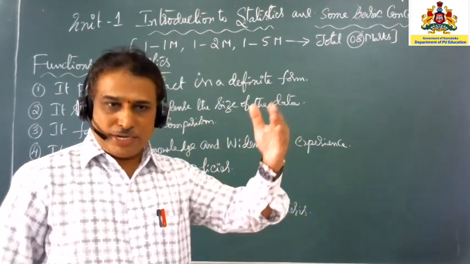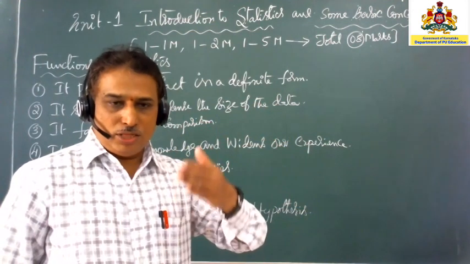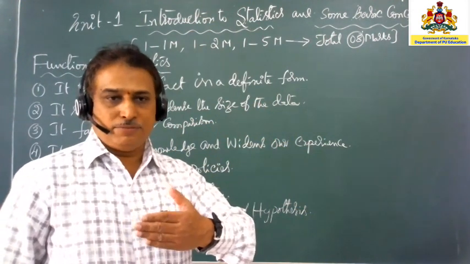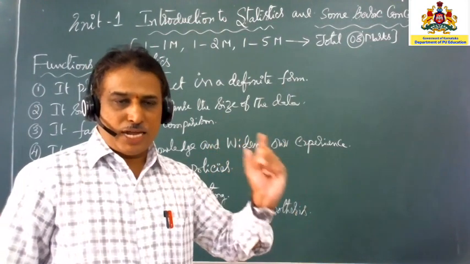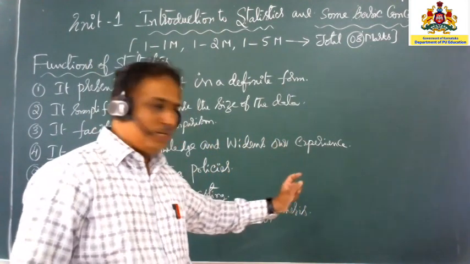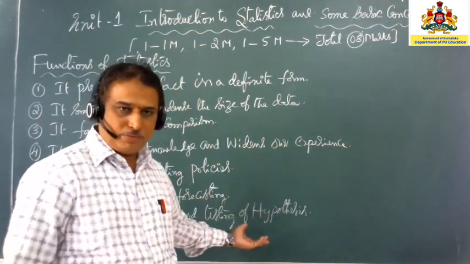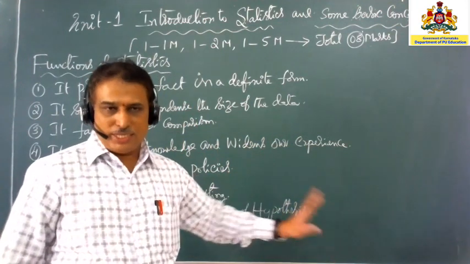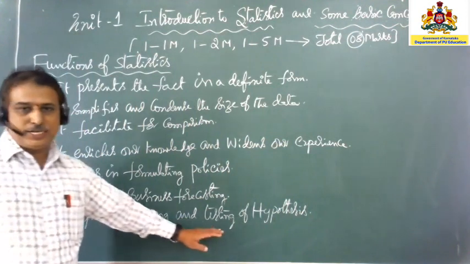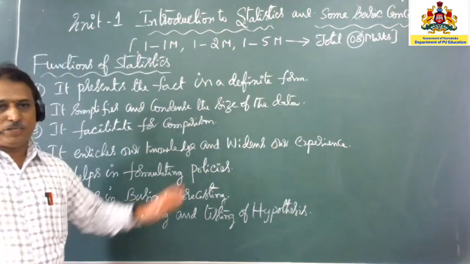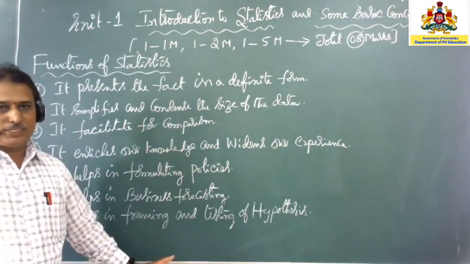Like that, we have to take the average of all the 50 vehicles. Finally, we are getting one average value. If that average value is closer to their statement, we have to accept, otherwise we have to reject that statement. Like that, it helps in framing and testing of hypothesis. All these are the functions of statistics.